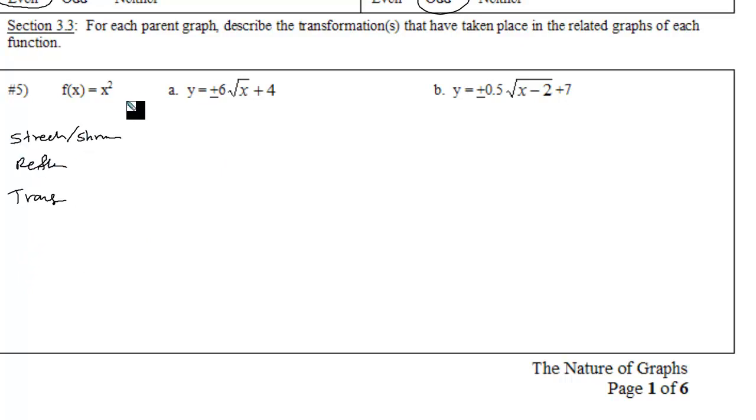And I'm actually wrong if it is an inverse. For example, number 5, the parent function is y equals x squared, and a is plus or minus the square root of x, which is the inverse of this function. If it's an inverse, you should actually do the reflection first, stretching and shrinking second, translating third. If you're graphing an inverse, you should do the reflection, stretching and shrinking, and then translating.